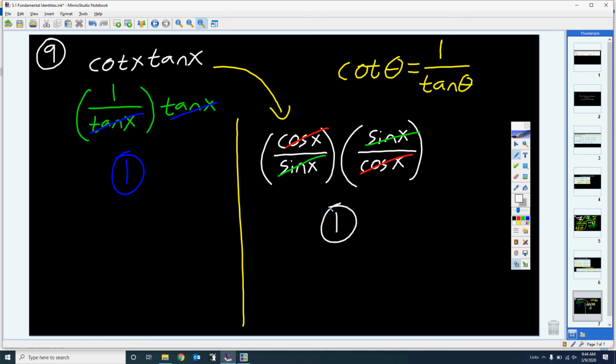So either way works. A third method: instead of changing them all to tangent, I could have changed tangent to 1 over cotangent. Still would have worked the same way.